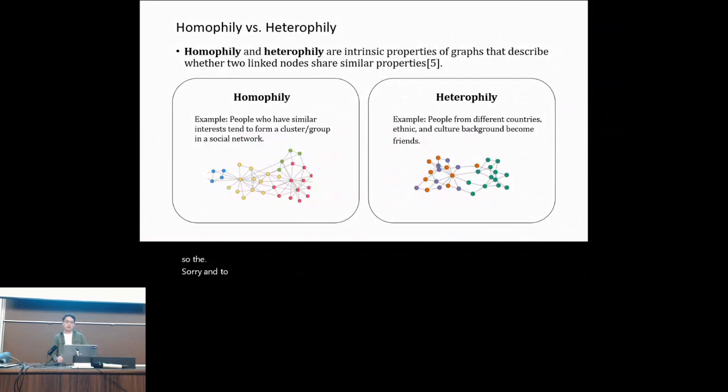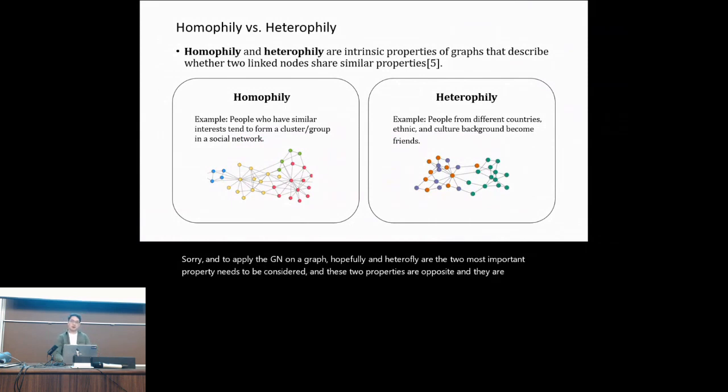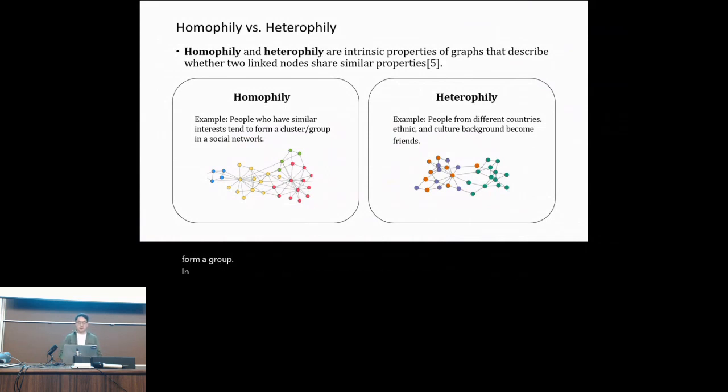To apply a GNN on a graph, homophily and heterophily are the two most important properties that need to be considered. These two properties are opposite, and they are used to describe whether two linked nodes share similar properties. For example, in homophily, people who have similar interests are willing to form a group in social networks, and we can see it in the graph here.